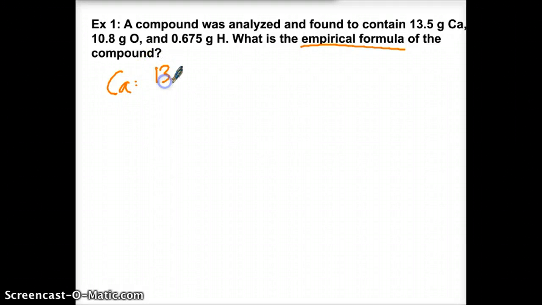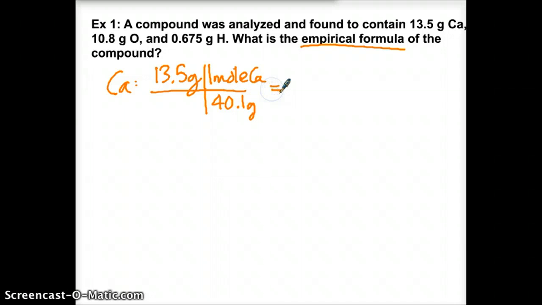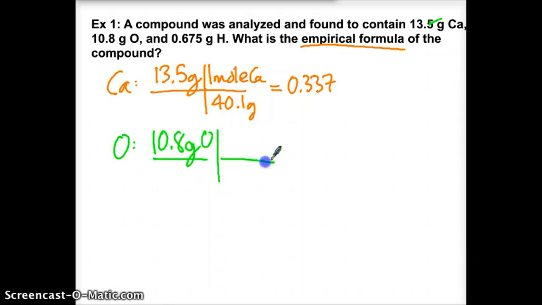So for calcium, we have 13.5 grams of calcium, and 1 mole of calcium has a mass of 40.1 grams. So that gives us 0.337 moles. So we can check that off. For oxygen, we have 10.8 grams of O, and 1 mole of O is 16 grams of O.